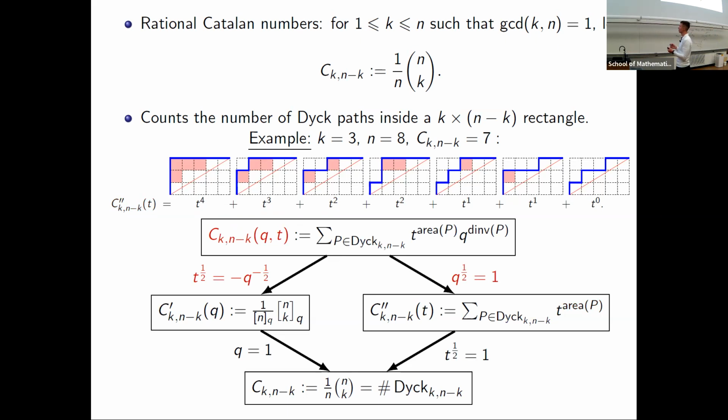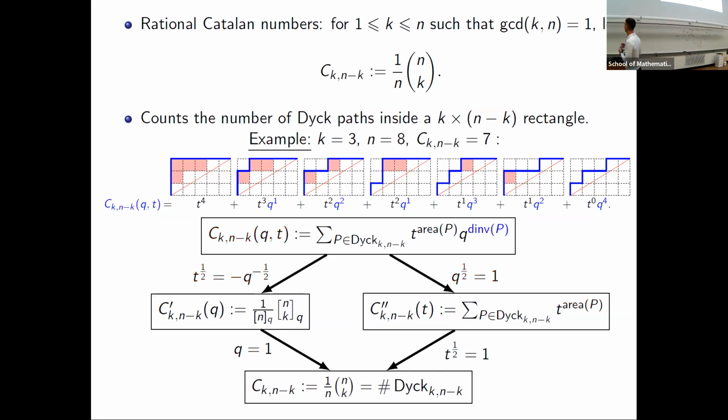So it's a sum over Dyck paths, the same sum as here: t to the area as before, but now I stick a power of q into every one of these monomials. What I'm going to see is something like this: q to the dinv, where dinv is the number of diagonal inversions of your Dyck path. Eugene explained yesterday what these diagonal inversions are.